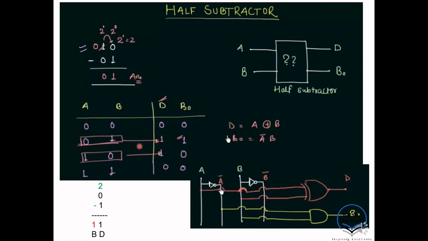So 1 0, so 1 minus 0. That means the result is 1, and your borrow is 0. 1 minus 1: your borrow is 0, and the result is 0.